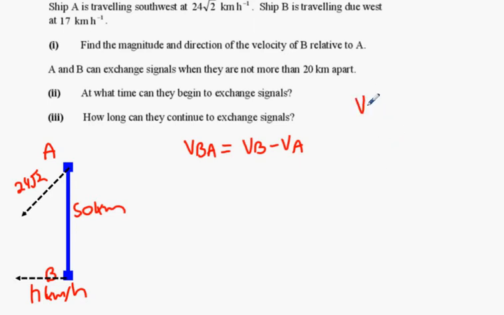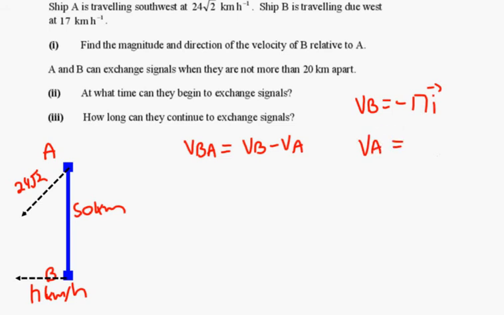v B is minus 17 i. Sorry, I'm looking at the wrong one. Never mind. I'm looking at it. It's minus 17 i. Everybody alright with that? And then, what is v A?